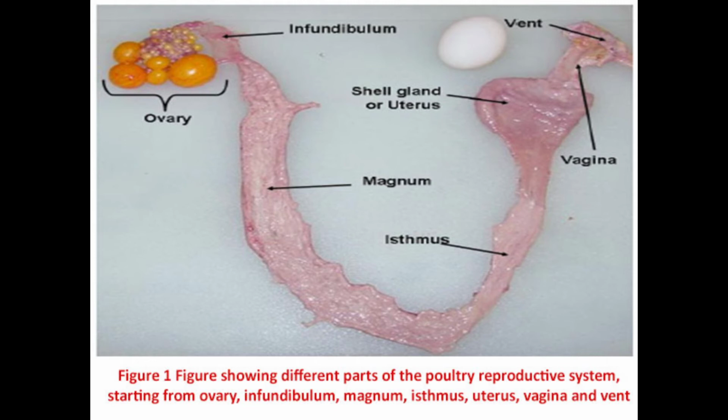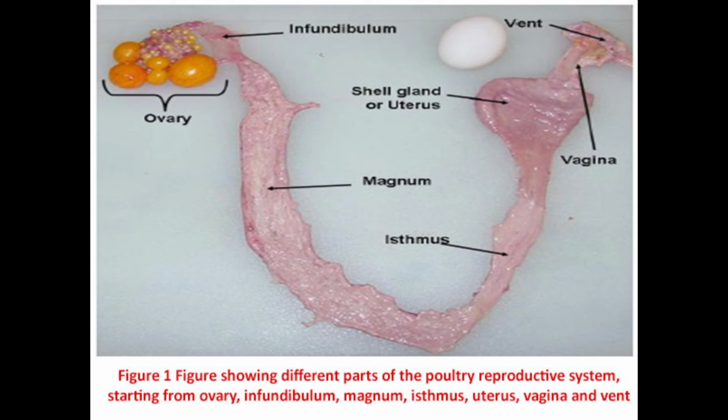The oviduct is a twisted tube that is 25 to 27 inches long when fully developed and is divided into 5 major sections. These sections are the infundibulum, magnum, isthmus, shell gland, and vagina. The first part of the oviduct is the infundibulum. Infundibulum is 3 to 4 inches long and engulfs the ovum released from the ovary.